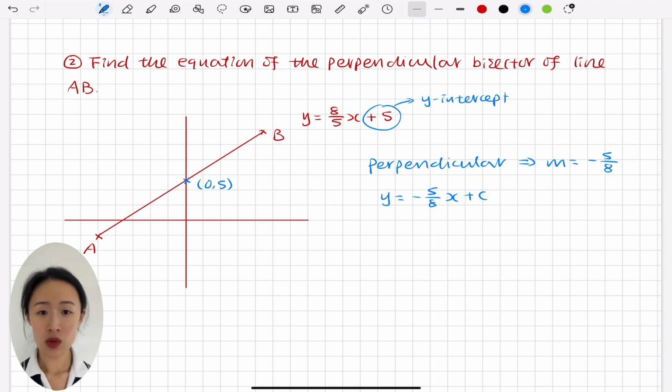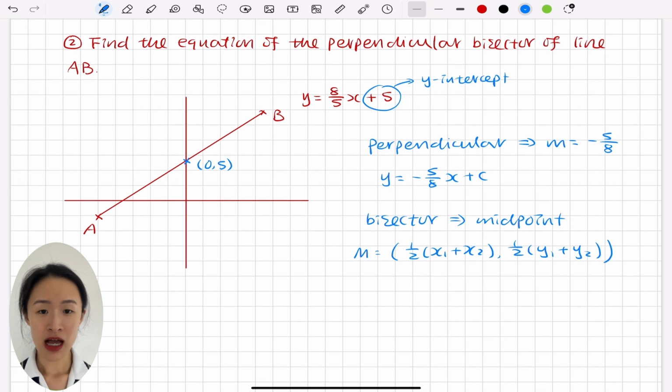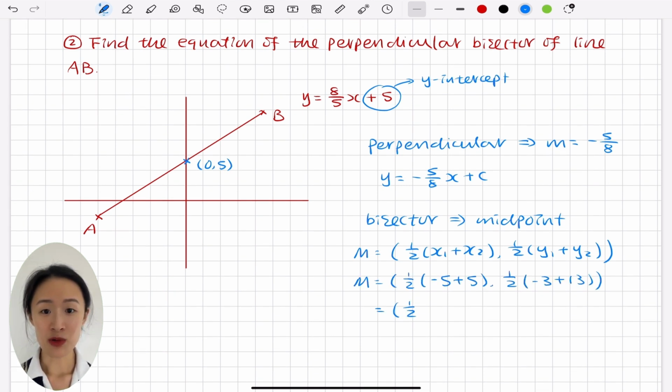So now in order to find c, we need a point. Bisector means that it's in the middle. So we need to find the midpoint of A and B by using the formula half of x1 plus x2, half of y1 plus y2. That will give us (0, 5). So my line passes through (0, 5).